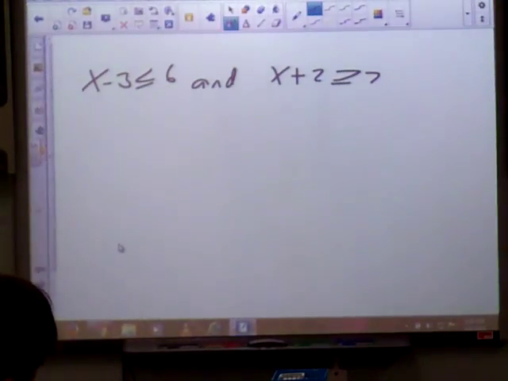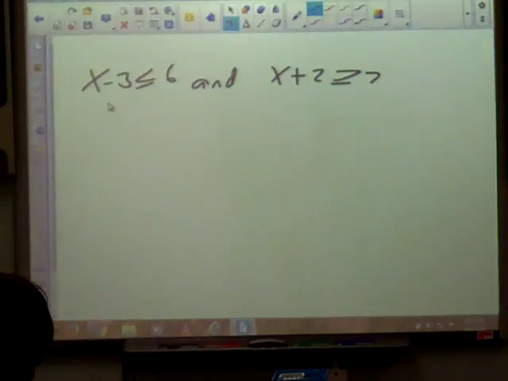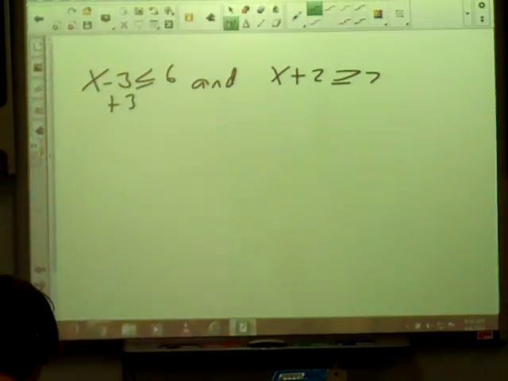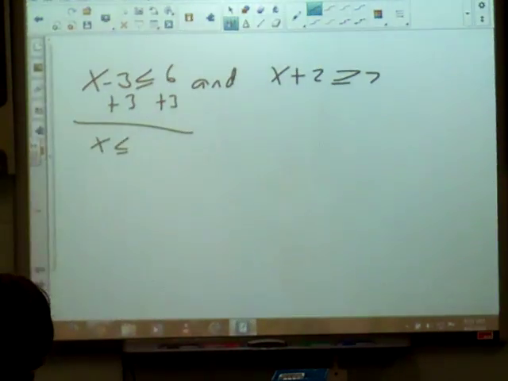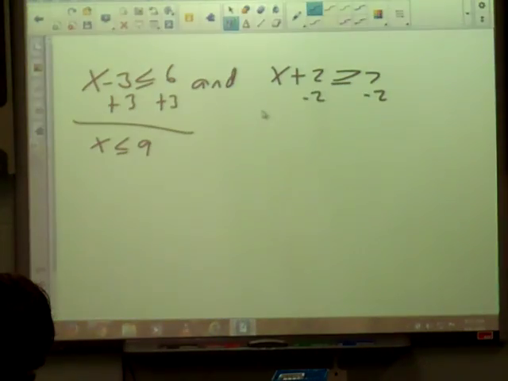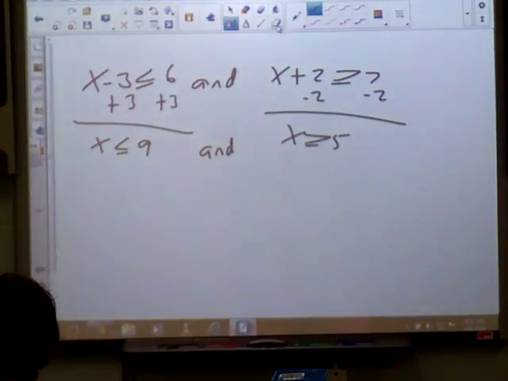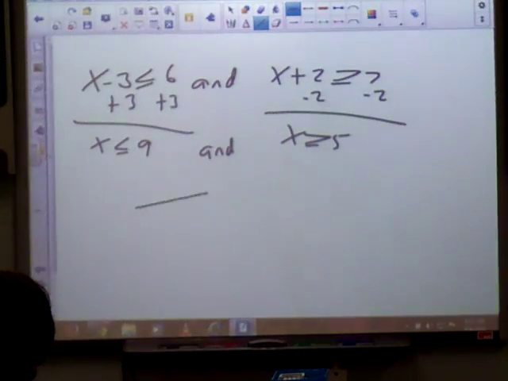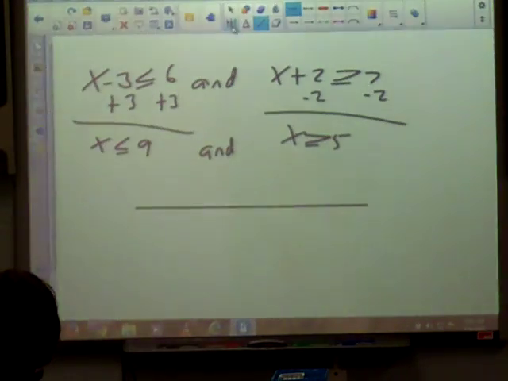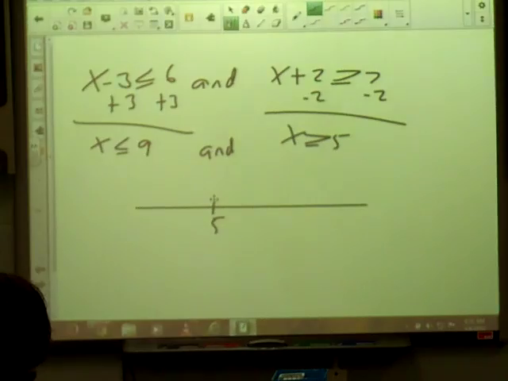All right, did y'all get them solved already? Add your 3 here. It's me, x is less than or equal to 9. This one, subtract your 2. Oh, I was giving you another one. That's why y'all were waiting. We'll do the other one in a second. x is greater than or equal to 5. Sorry, Coach Mooney distracted me. Could have had this one already anyway.